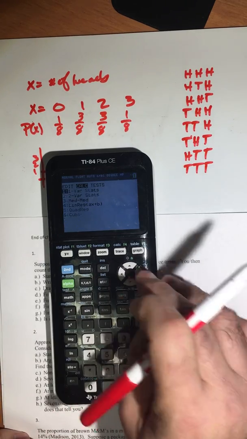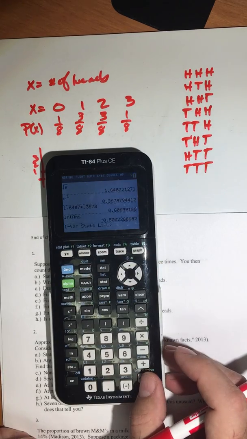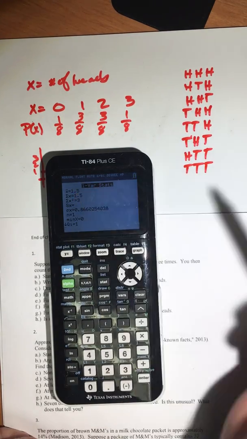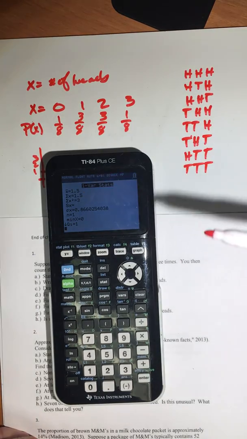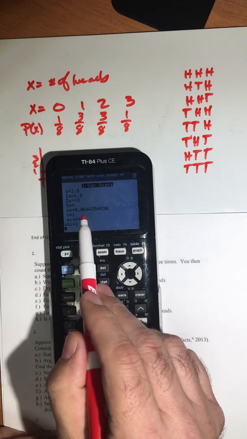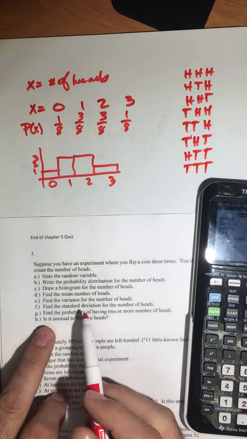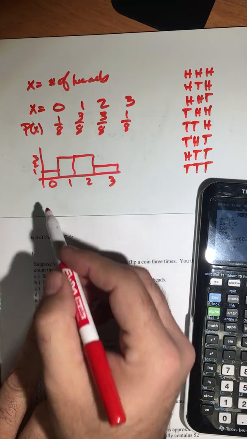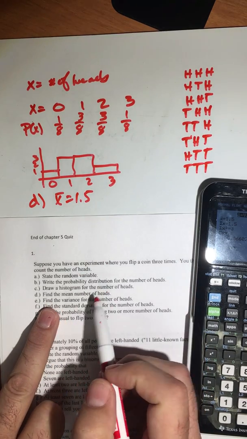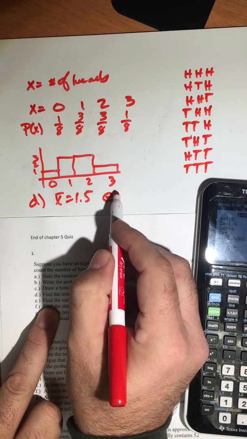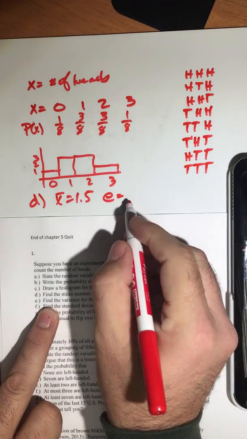And then we'll just go stat calc, one var stats on list 1 and list 2 simultaneously. And we get the mean is 1.5, which we could have gotten just by multiplying these down and then adding all that up, you get 1.5. But the nice part is it gives us the standard deviation as well, 0.866. So therefore, for part D, the mean is 1.5. For part E, the variance is going to be the 0.866 squared.